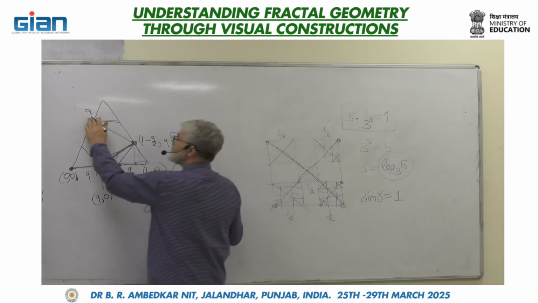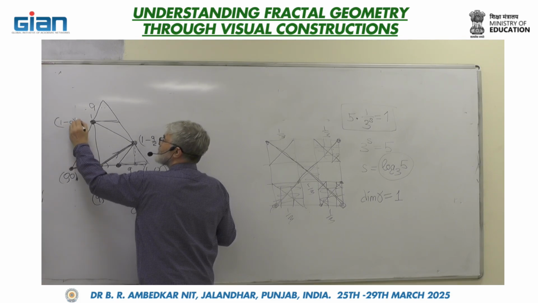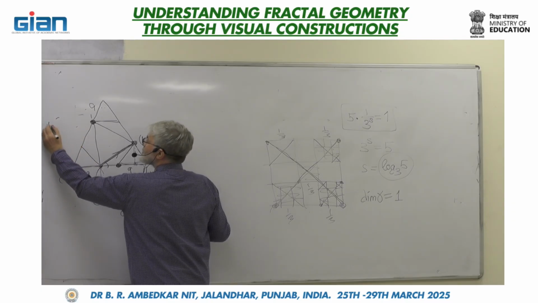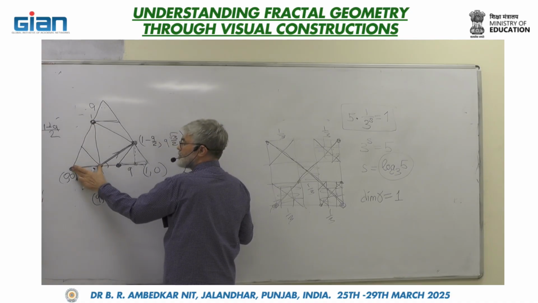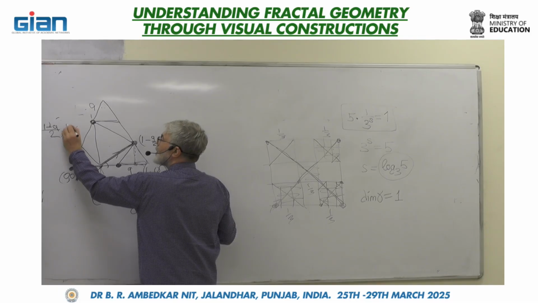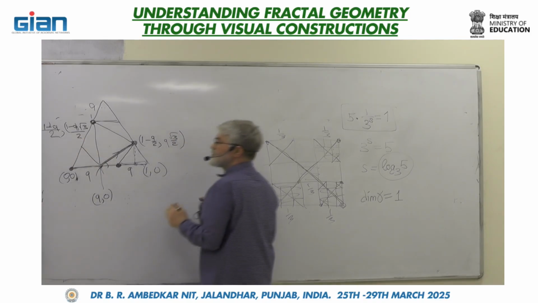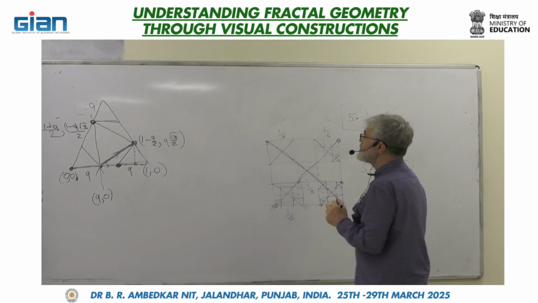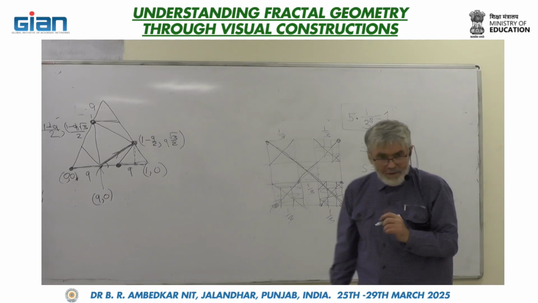And also we need this point. This point, what it will be? 1 minus Q multiplied by square root of, 1 minus Q, 1 minus Q divided by 2, right? And 1 minus Q square root of 3 divided by 2. This is that point.